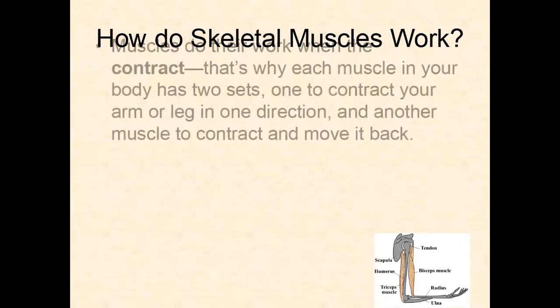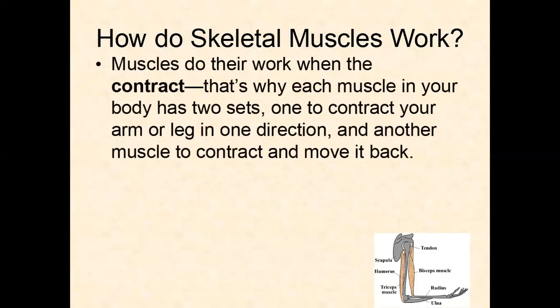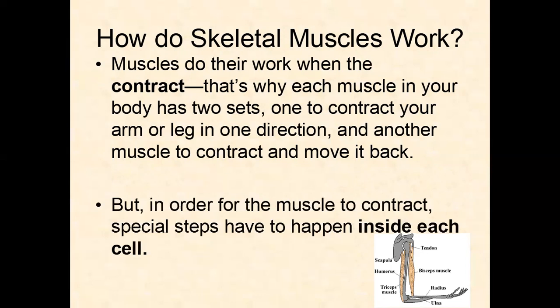How does skeletal muscle work? Muscles do their work when they contract. That's why each muscle in your body has two sets. One contracts to move your arm or leg in one direction, and the other pair of muscles contracts to move it back. We can say our muscular system works totally on an antagonistic mechanism. In the pictorial view, we can see bicep muscles and tricep muscles. They act against each other. When the bicep contracts, the tricep relaxes. When the tricep contracts, the bicep relaxes. That mechanism is called antagonistic.